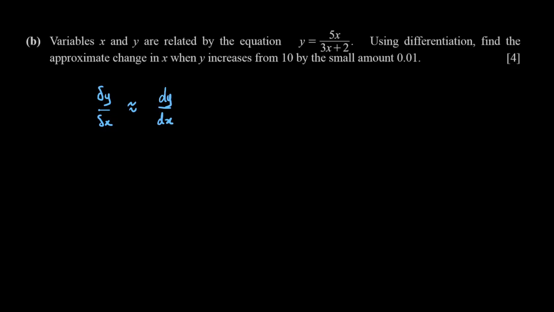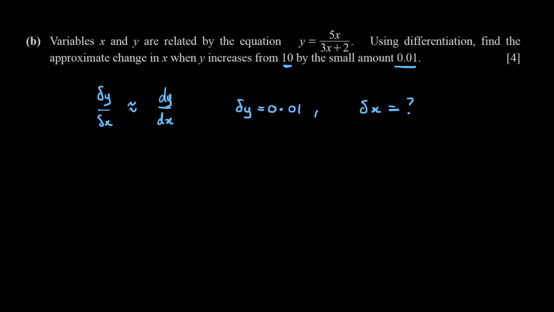The point we're interested in in this particular case is when y is equal to 10. And the small increase we've got is in y. So we know that delta y is equal to 0.01. That's a real trap, because most of these questions start with a change in x, but this is a change in y. So delta y is 0.01, and what we're being asked to find is the approximate change in x, which is delta x.